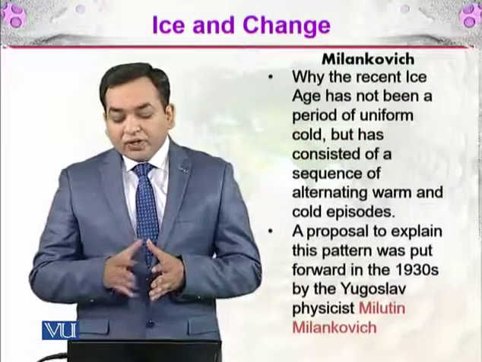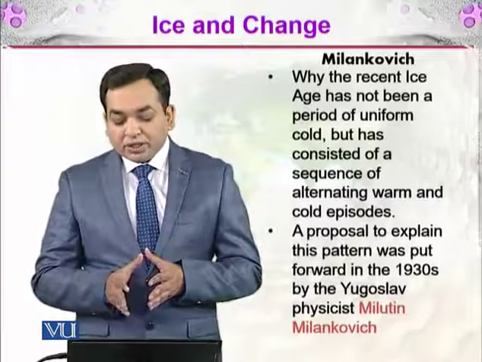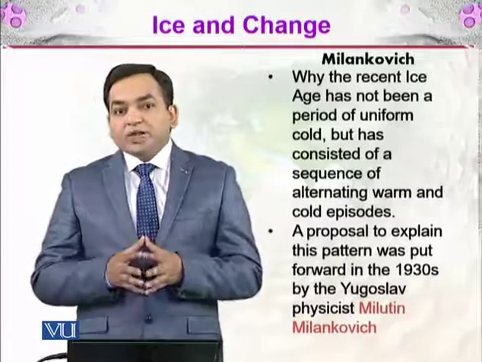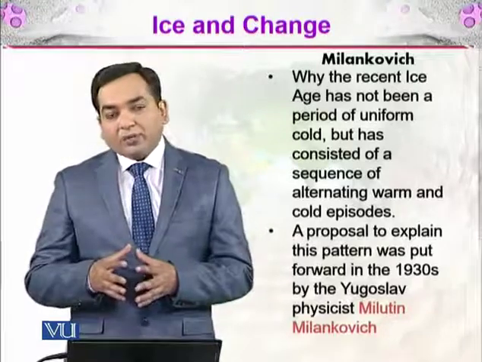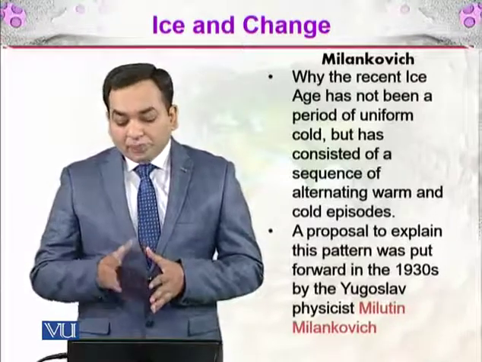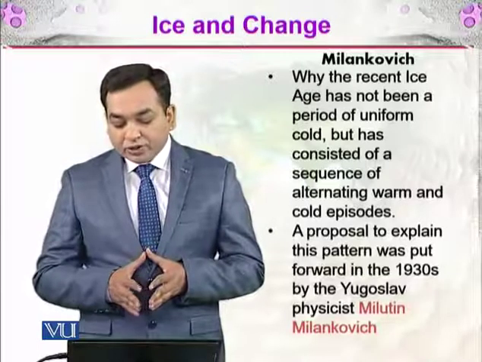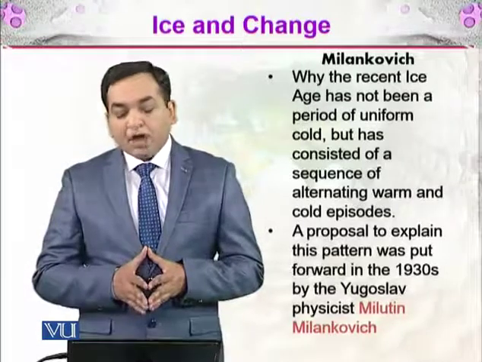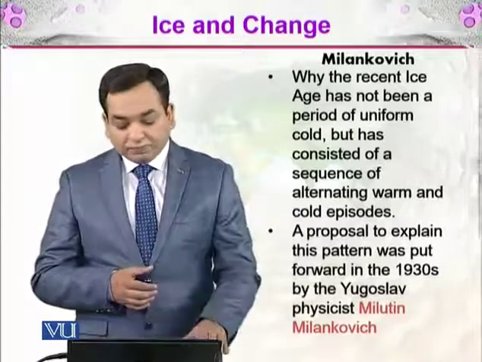Why has the recent ice age not been a period of uniform cold, but consisted of a sequence of alternating warm and cold episodes? Whatever we are experiencing now, there is an alternating period of cold as well as warm climate on the surface of earth. Why has it not been consistently cold? A proposal to explain this pattern was put forward in the 1930s by a Yugoslav physicist, Milutin Milankovich.